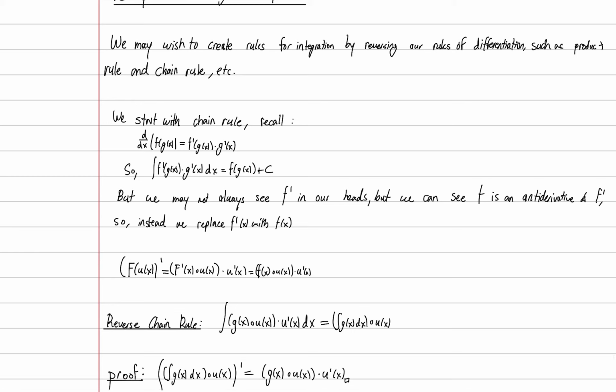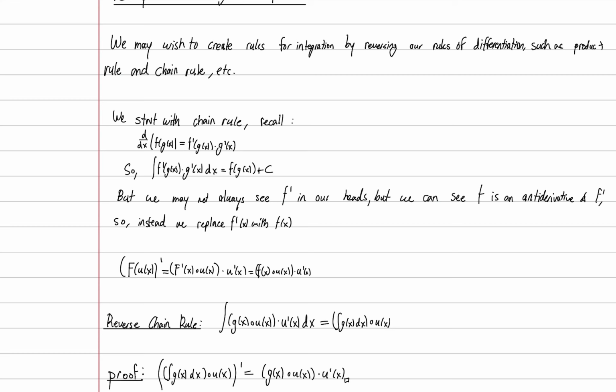But we may not always see f prime in our heads, right? This requires seeing f prime of g of x, which is pretty hard to see. How are we going to know which one's f prime? And we would have to identify f. So we could just see that f is an antiderivative of f prime. So we'll just replace f prime with f, and where we see f in this function right here, we'll replace it with the antiderivative of f.